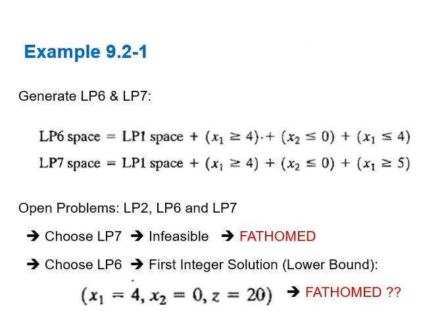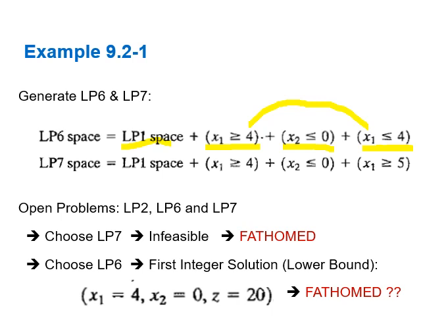Now, LP6. What do we do for LP6? We include x1 less than or equal to 4. Until LP6, on LP1 we first included x1 greater than or equal to 4, then we included x2 less than or equal to 0, and now we are including x1 less than or equal to 4. When you look at these two constraints, x1 greater than or equal to 4 and x1 less than or equal to 4 mean that in the solution x1 will be equal to 4. In the next step, you will see it.